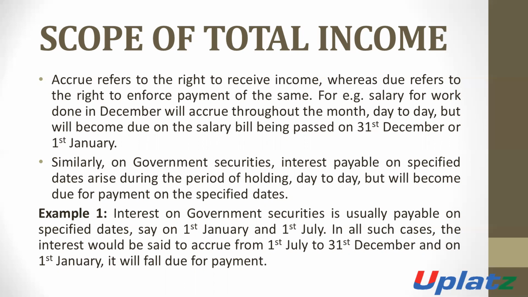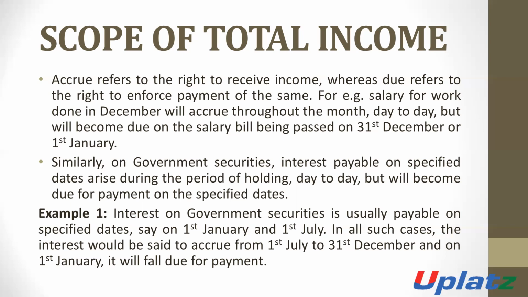For example, interest on government security is usually payable on a specific date, say on 1st January or 1st July. In all such cases, the interest would be said to be accrued from 1st July to 31st December, and on 1st January it will fall due for payment. So the interest on government security is usually payable on a specific date, means 1st January or 1st July.